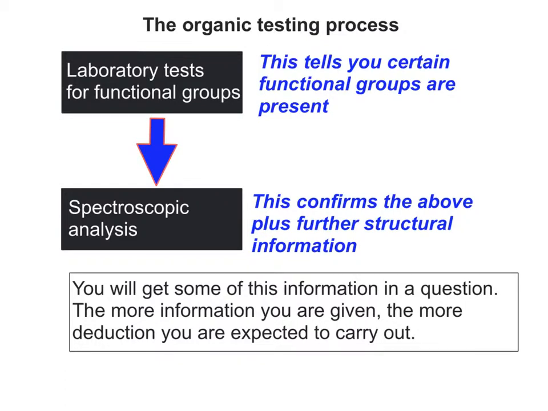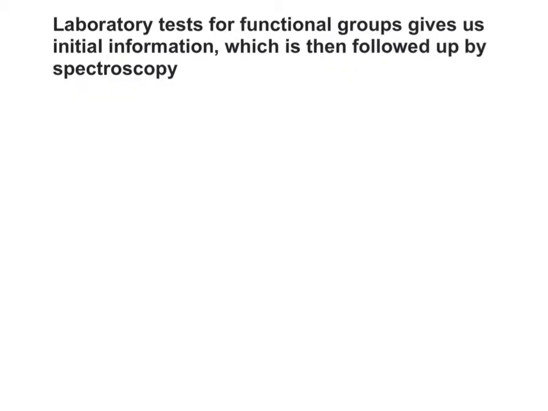So you'll get given some of this information in a question. You might not get all of it, but the information that you do get given will allow you to work out the answer. Obviously, the more they give you, the more deduction you're expected to carry out, the more you're expected to do with the information you're given. So lab tests for functional groups generally give us initial information, which is then followed up and confirmed by spectroscopy afterwards.